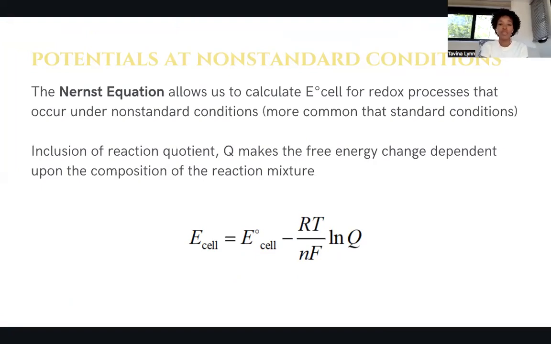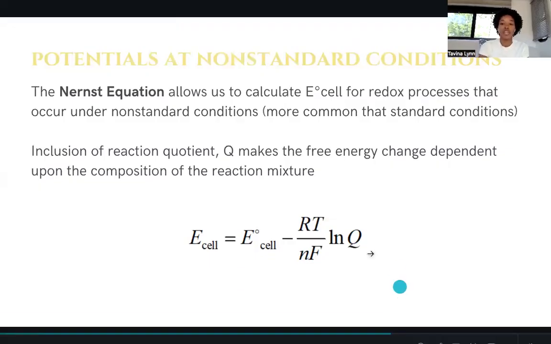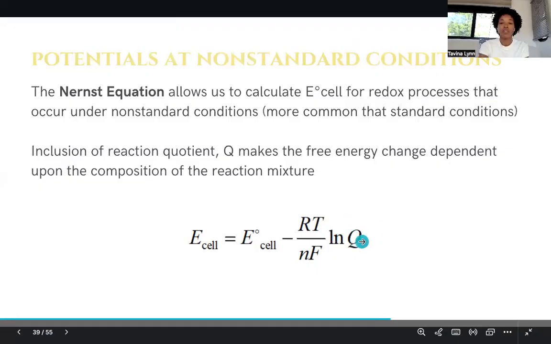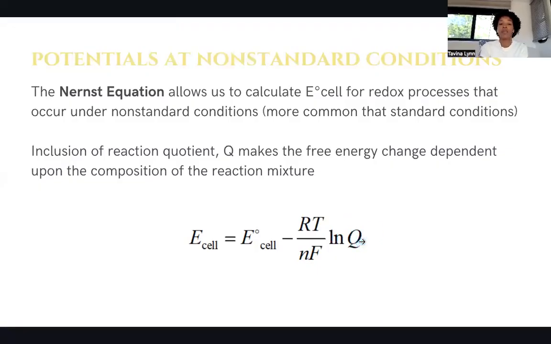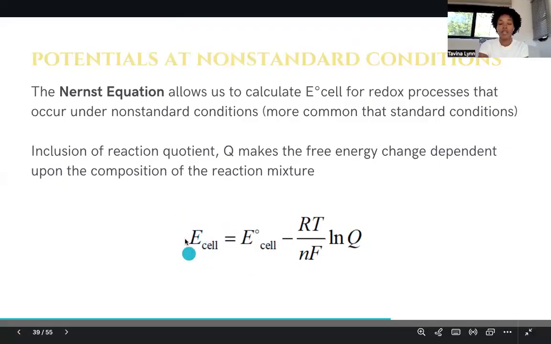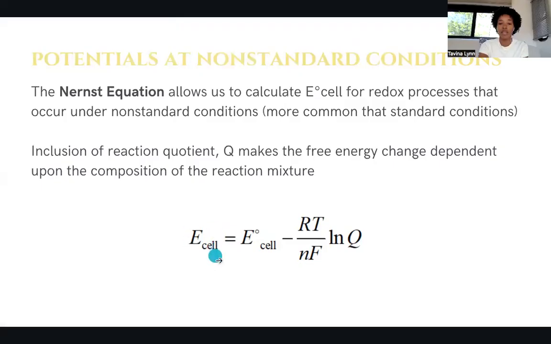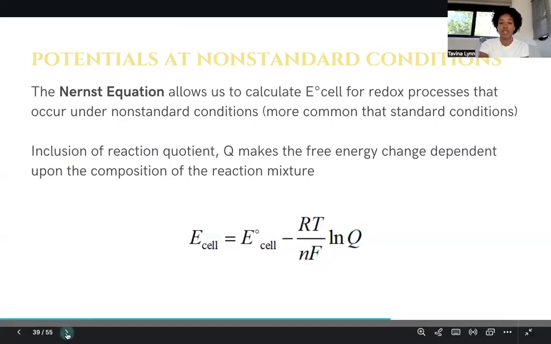So we include the reaction quotient Q, which makes the free energy change dependent upon the composition of the reaction mixture, right? So our equation becomes, cell potential, which is not under standard conditions, is going to be equal to whatever the standard cell potential is minus RT over nF times the natural log of our reaction quotient.